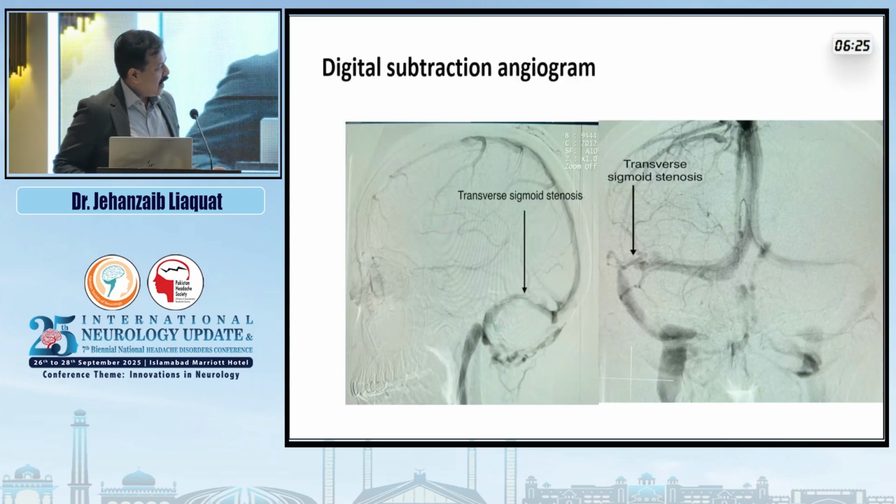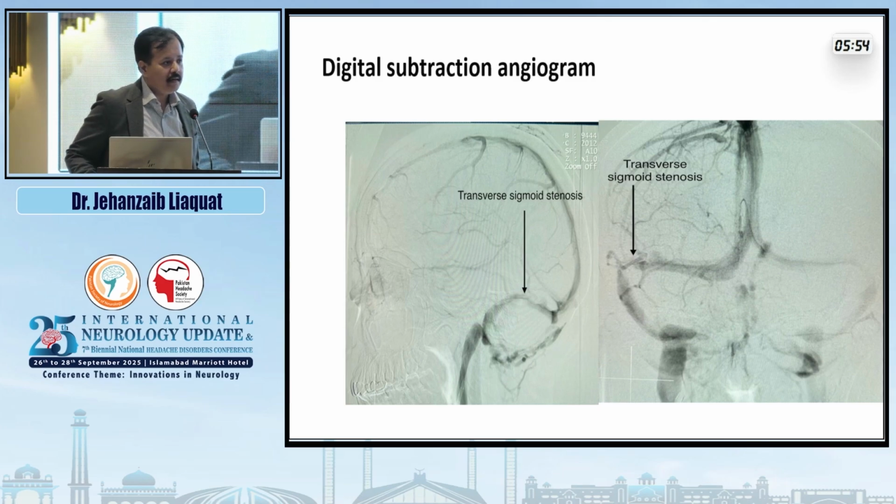Once we do an angiogram, this is the lateral view, this is the AP view, this is the superior sagittal sinus, this is the transverse sinus, sigmoid sinus, and internal jugular vein. Similarly, this is the superior sagittal sinus confluence, right transverse sigmoid junction, internal jugular vein, left transverse sigmoid junction. As you can see, there is bilateral stenosis of the transverse sigmoid junction. Right is dominant, left is hypoplastic. And interestingly, in this patient as well, the MRV was reported normal.